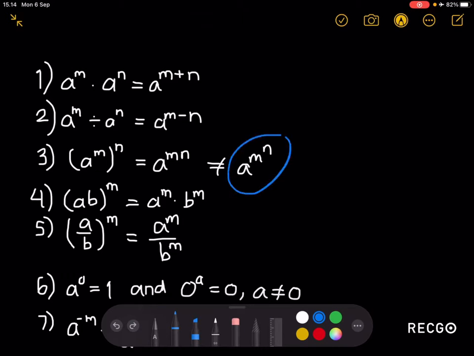This is a completely separate thing from this expression, and what this essentially means is that the top part of the exponent is worked out first. So we can rewrite this as a to the quantity m to the n.